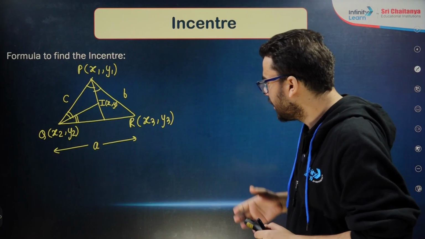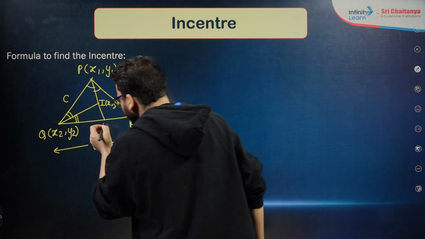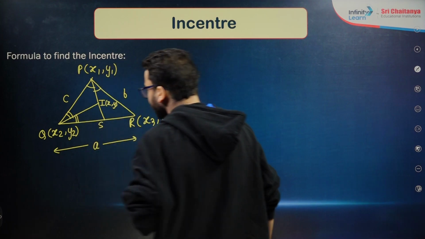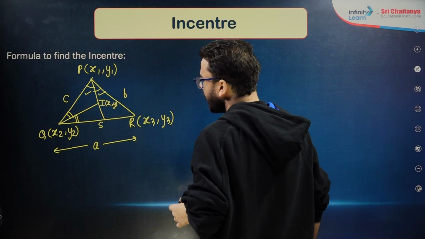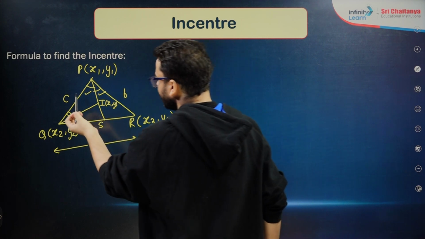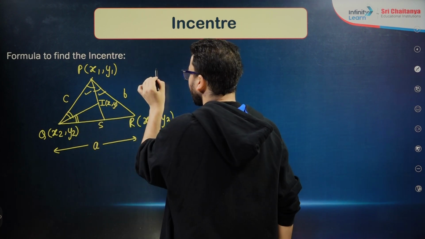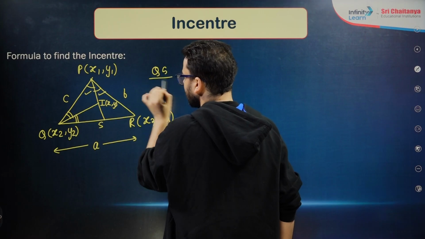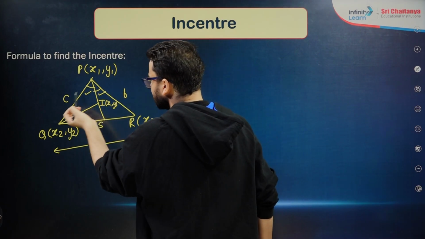So you see over here, this is P, Q, R. Suppose this point is S, okay? Now you see this is the bisector over here. Can we use the angle bisector theorem? c upon b is equal to QS upon SR, right? QS upon SR, that is equal to what, guys? c upon b.